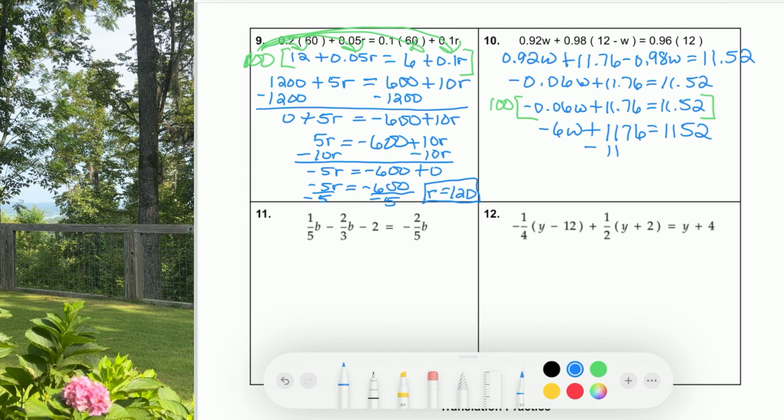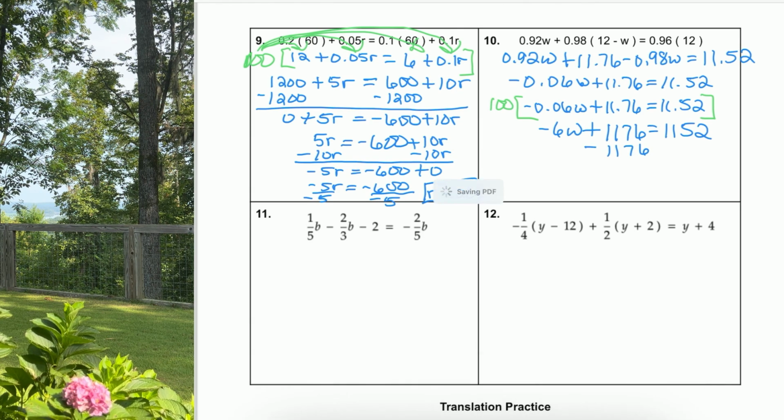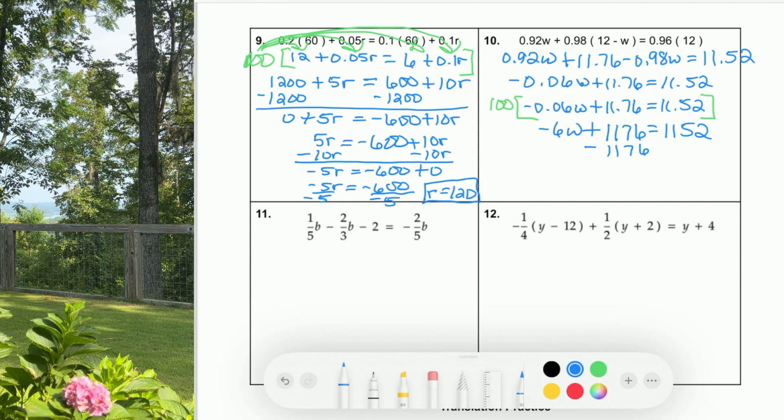Now I can subtract that 1176 from both sides. I get negative 6w plus 0 equals, let's see, we're going to have a negative 24. So negative 6w equals negative 24. Divide both sides by that negative 6. And w equals 4.